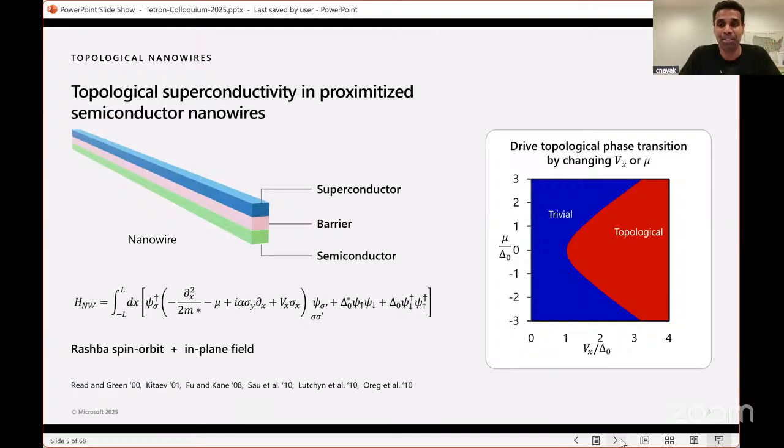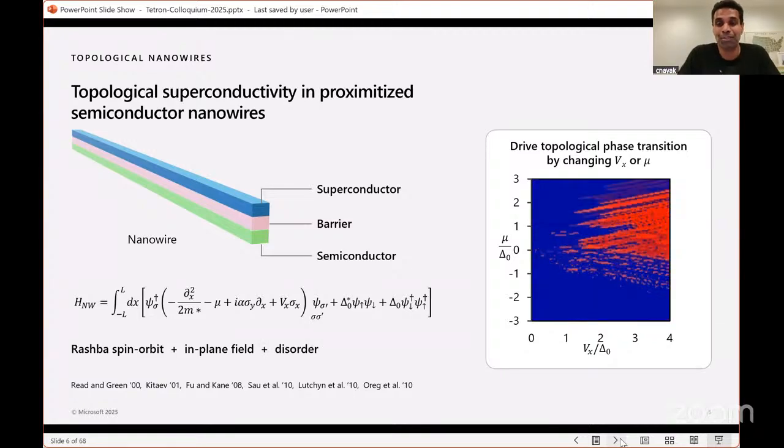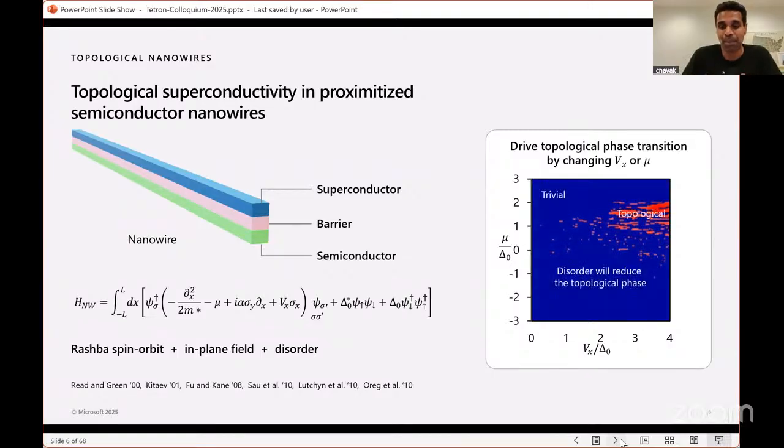Now, what makes it more complicated is, of course, that real materials have disorder. They are never perfect, never perfectly crystalline. They never have perfectly sharp and clean interfaces. And as the disorder increases, the topological phase fractures into smaller pieces and moves to higher magnetic field and higher density, and eventually will actually disappear altogether if the disorder gets too strong. So disorder really is the main complicating factor here that makes it difficult to see the topological phase.